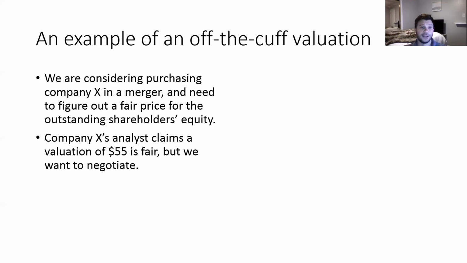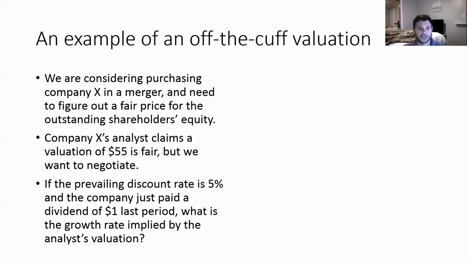They want to get paid a lot, claiming that a valuation of $55 is fair, but we want to be able to negotiate. If we know the prevailing discount rate is 5%, our opportunity cost is 5%, and this company X just paid a dividend of $1 last period, we can ask ourselves, well, what is the growth rate implied by your valuation? And we can work backwards now, right?